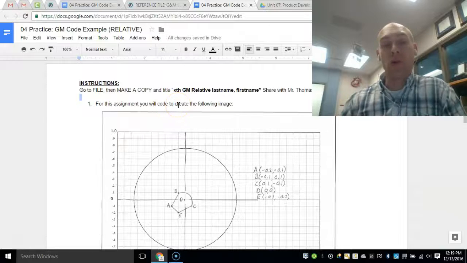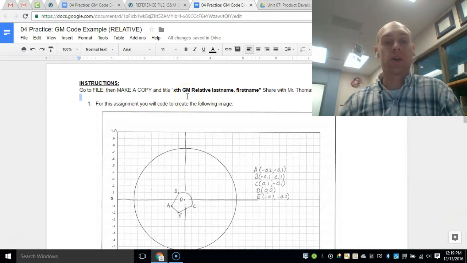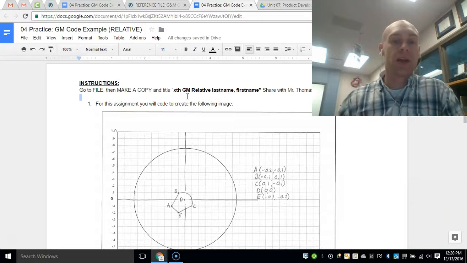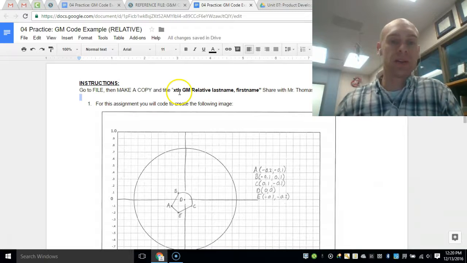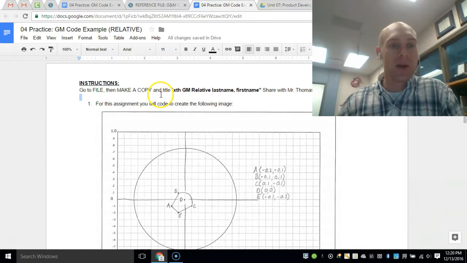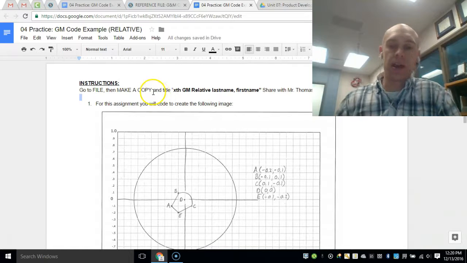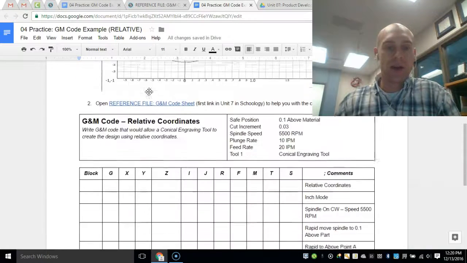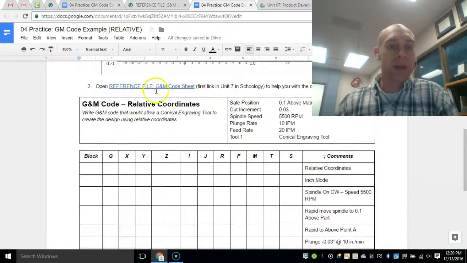Now that you are a pro at coding in absolute, I'm going to teach you how to code in relative. So again, if you go to the next number in the Schoology page, you should find this assignment. Go ahead and make a copy of this, and then we can start working on it. But again, here's your reference file.